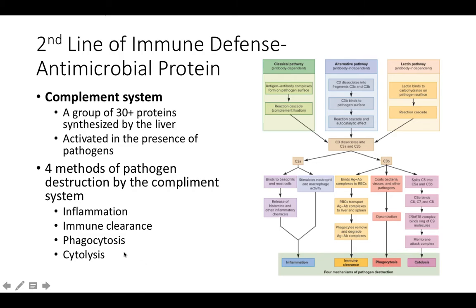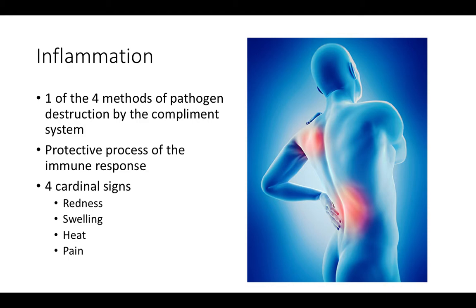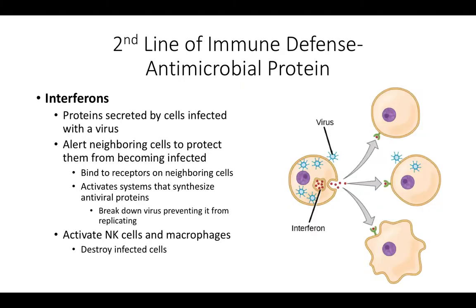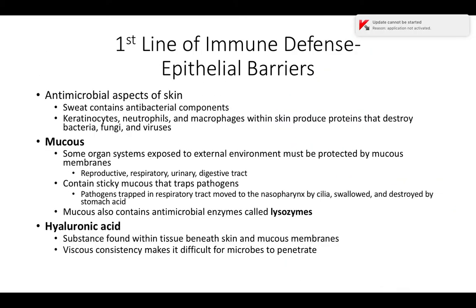So those are the 4 methods of pathogen destruction that are the result of this big long cascade. So the first that we'll talk about is inflammation, and this is one of the protective processes of the immune system. So if you're trying to organize your thoughts, let's go back here.